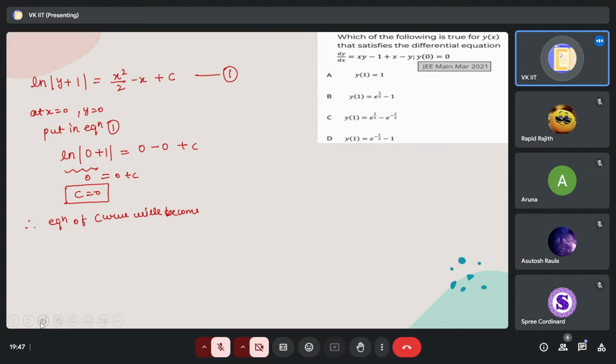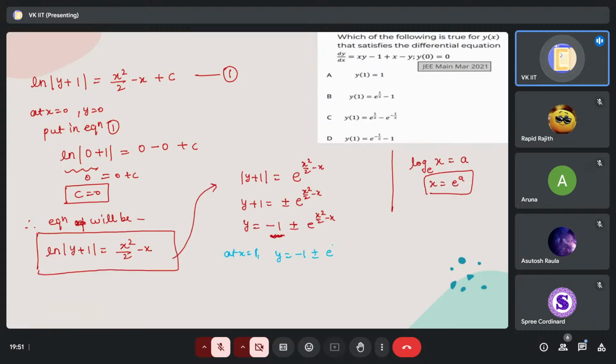So they are already saying in the question that x is equal to 1 we have to put, and then we have to find out the y value. Correct. So we have done a slight mistake here. So at x is equal to 1 we have to check the y value. So y value will become minus 1 plus minus e to the power 1 square by 2 minus 1, that is minus 1 plus minus e to the power minus 1 by 2.